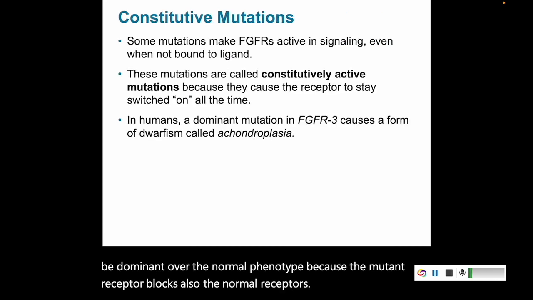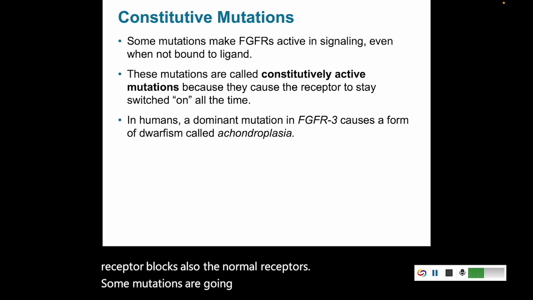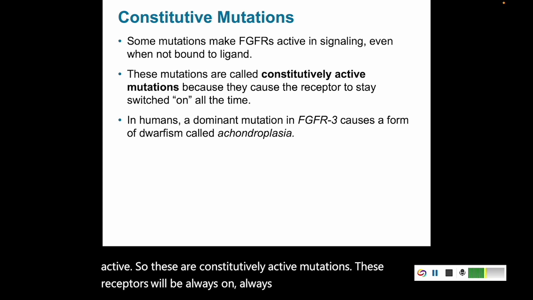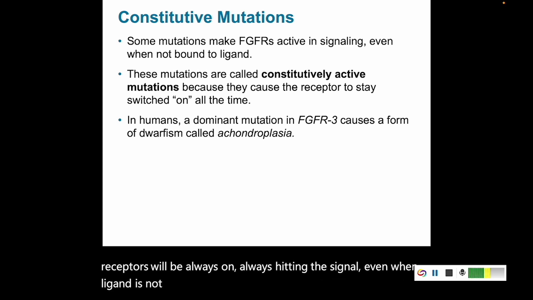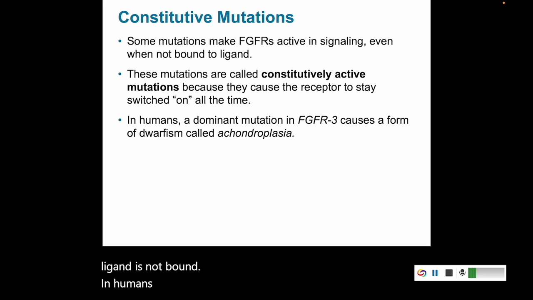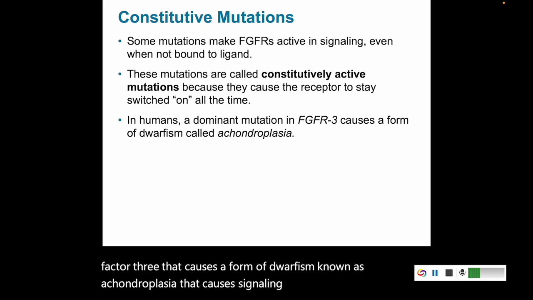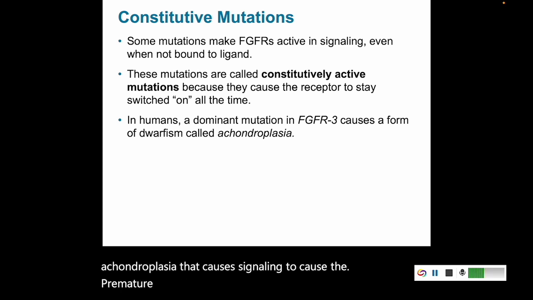Some mutations are going to make them active, constitutively active. So these are constitutively active mutations. These receptors will be always on, always sending the signal, even when ligand is not bound. In humans, there is a dominant mutation for a fibroblast growth factor 3 receptor that causes a form of dwarfism known as achondroplasia. That causes signaling to cause the premature ossification of collagen in your bone.